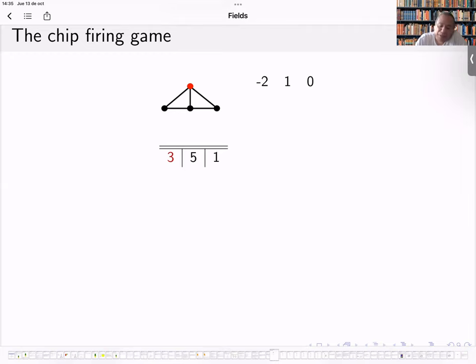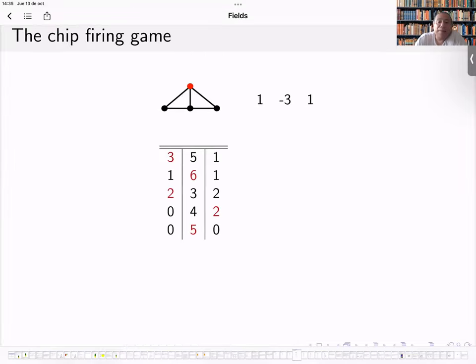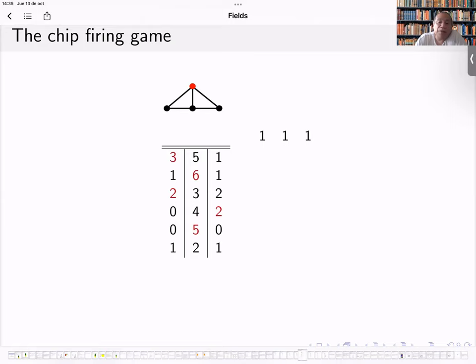So in this case, you can apply the first rule and you go to the configuration 1, 6, 1. Then you check, and here you can apply the second rule and you go to the configuration 2, 3, 2. And then you keep on doing this, you play the game. And then suddenly you arrive to a configuration where you cannot use any of the normal rules, which we call firing the vertex. In this case, you get to a configuration that's called a stable configuration because you cannot apply any of the normal rules. So you have to apply the special rule.